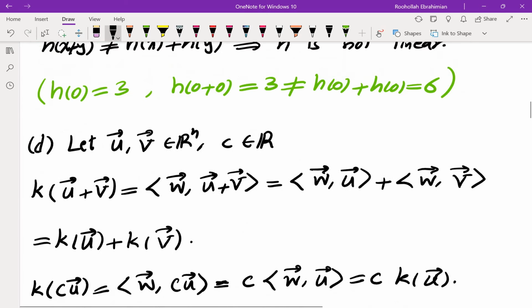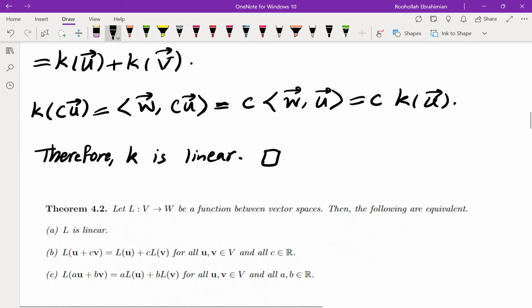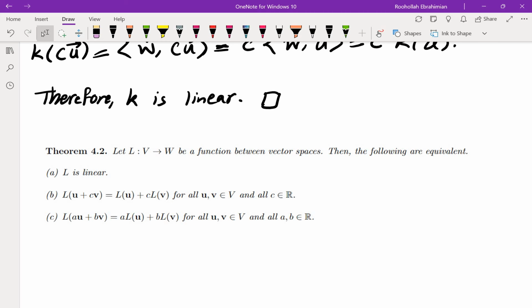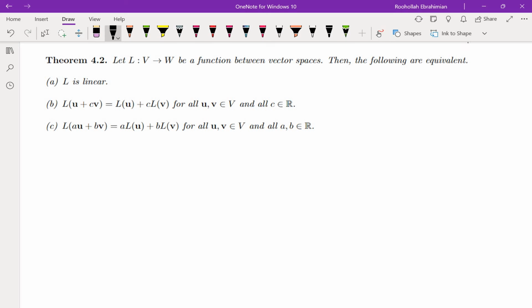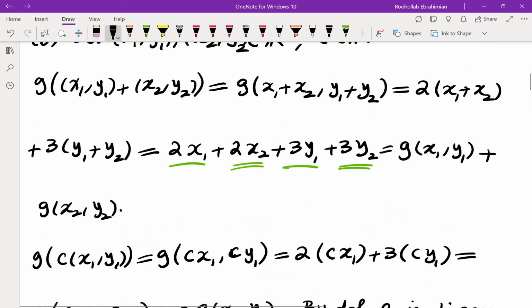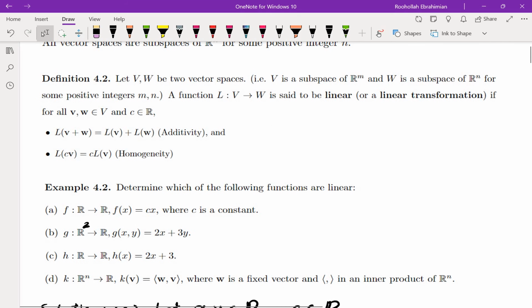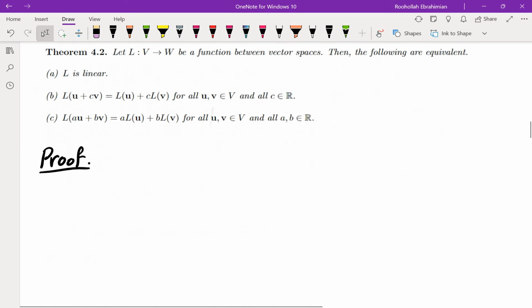So from these four functions, three of them were linear and one was not linear. Okay, now that we are done with these examples, let's look at a very useful theorem, and I'm going to go over the proof of this theorem. So what is the theorem? The definition of linearity required us to check two different things: first, additivity, and second, homogeneity. Now, you can in fact combine the two into one thing, and that brings me to the theorem here.